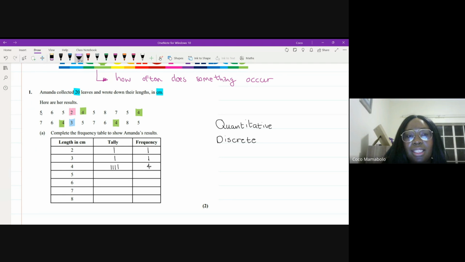Okay, how many 5-centimeter leaves? 1, 2, 3, 4, 5. Oh, I missed 1, 6. There's 6 of them. Okay, so I have to go 1, 2, 3, 4, 5, 6. The frequency is 6. Then we go, how many 6-centimeter leaves? 1, 2, 3 of them. How many 7-centimeter leaves? 1, 2, 3. A frequency of 3. And for the 8-centimeter leaves, there's 2 of them. All right.